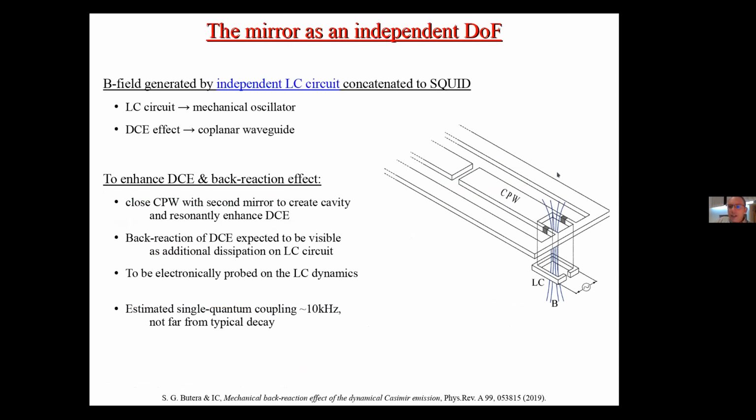Just the trick is to consider the B field, which is concatenated with this SQUID, not as an external field, but like a field which is generated by an external LC circuit. So this LC circuit plays the role of the spring on which the mirror is mounted. Time dependence of this field modulates this SQUID, so it modulates the effective position of the final mirror of the waveguide.